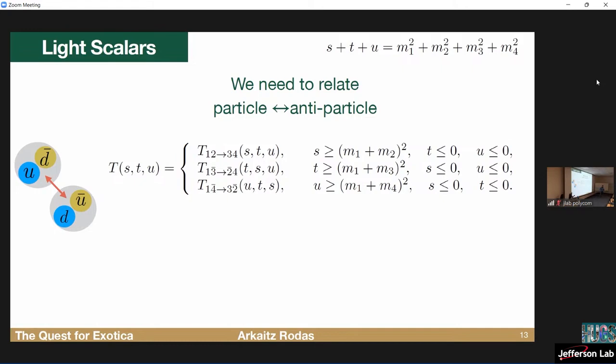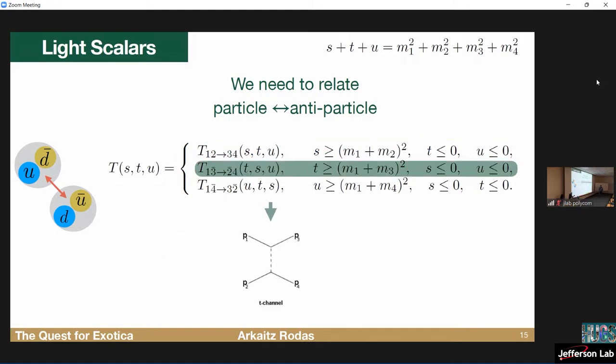So let's say that I have one process, 1 2 to 3 4, pi pi. And this process is above the s channel threshold. So pions are interacting in the physical region. This is the s channel process, 1 2 to 3 4. Fine. Let's say that I have another, 1 anti-3 to anti-2 4. Pi pi again, but now the energy that is greater than the threshold is the t channel energy. This can be plotted like this. This is another reaction, but they must be related through the variables.